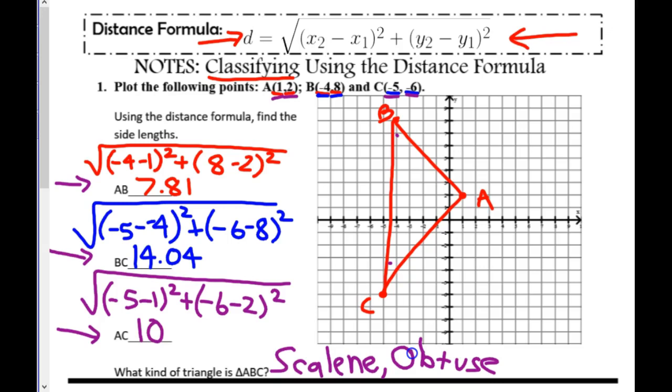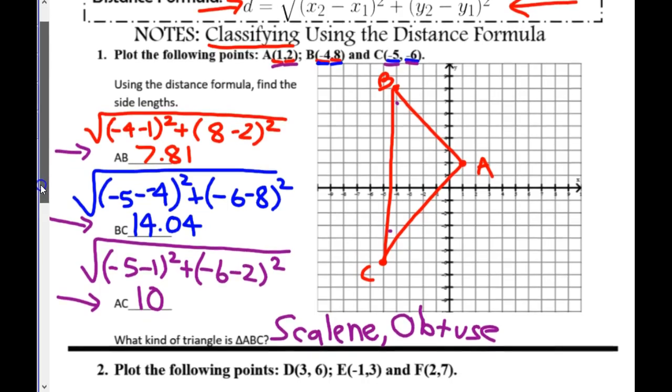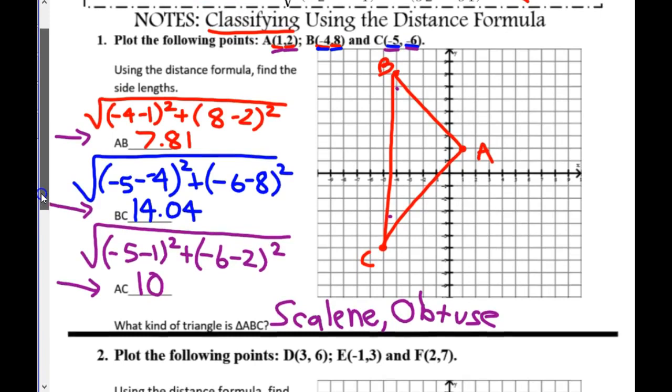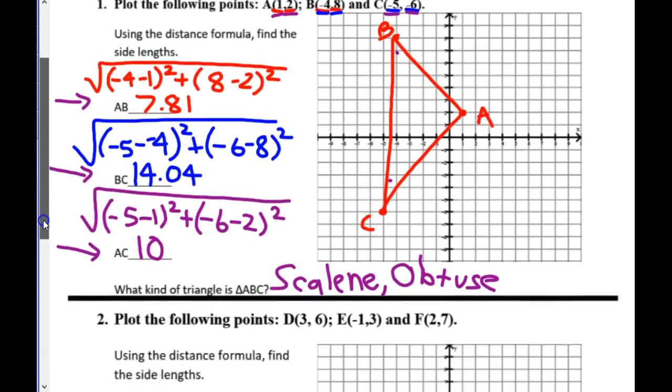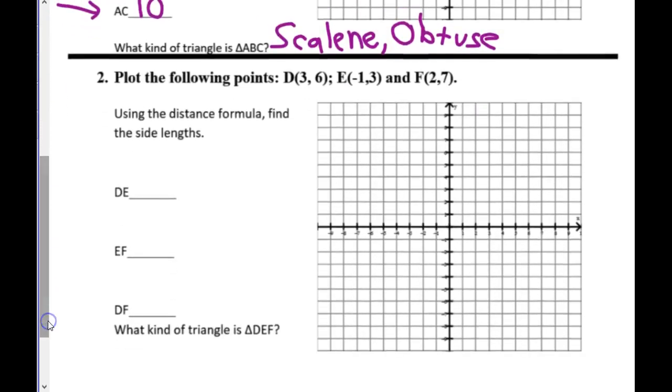Ready? Plot those points down there on number 2. Anyone still need this? Okay, and number 2, let's plot these points. 3, 6. -1, 3. And then 2, 7. Little piece of pizza right there. Okay? Plot those points.